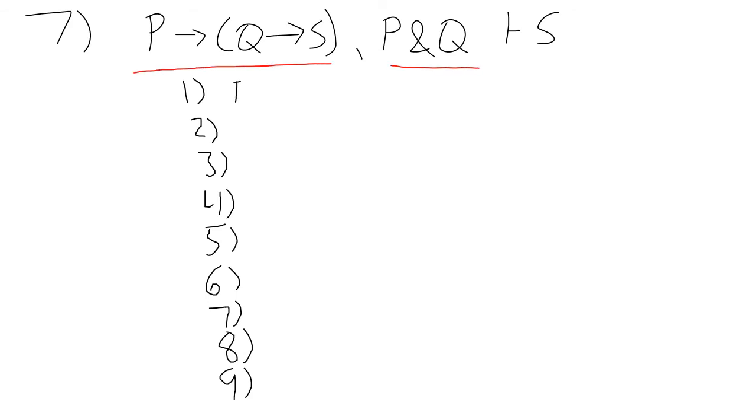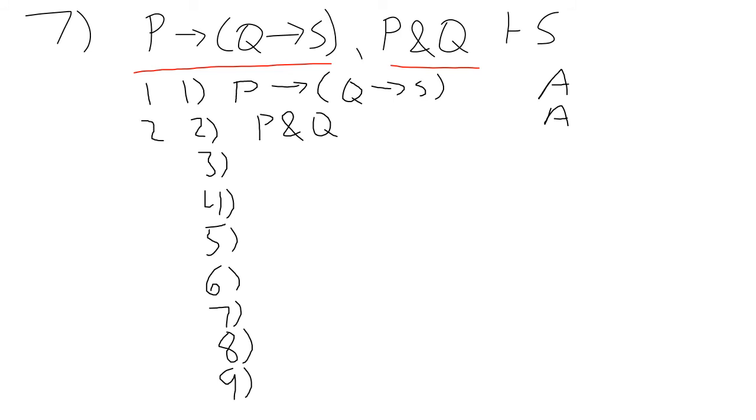So I have a P. Oops, need the arrow in there. P arrow, Q arrow, S. I have a P and Q. These are premises, so we'll mark them with A's. We'll associate them with the numbers that they appear on, so 1 and 2.